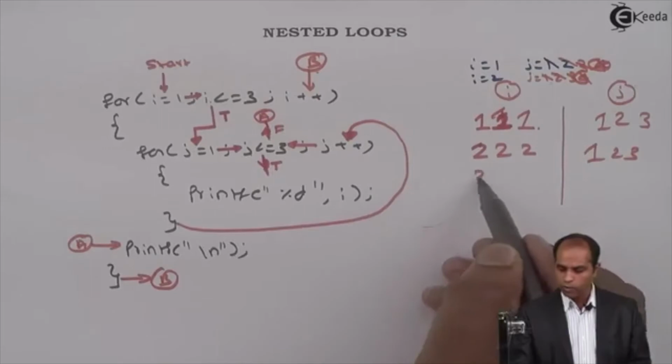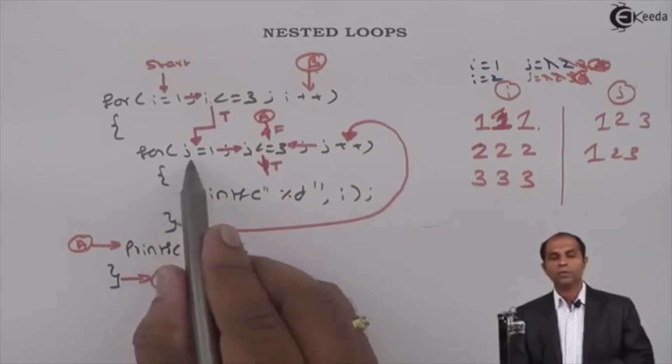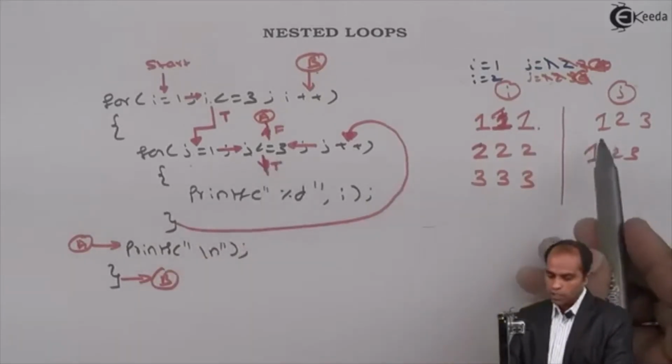The same execution will go with i as 3 also. When i is 3, 3 less than or equal to 3, true. True in the sense, again j goes from what to what? 1 to 3. So it says 1, 2, 3.